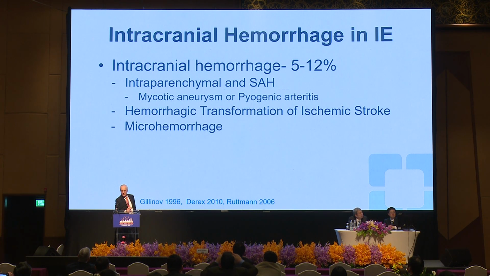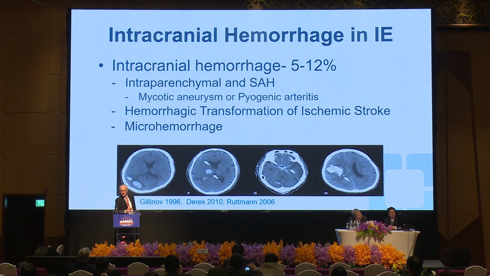Intracranial hemorrhage will be the next topic, and of course that is more serious. 5 to 12% have that, and it's intraparenchymal, or it is subarachnoid hemorrhage, and it's associated with mycotic aneurysms, and another group is hemorrhagic transformation of ischemic strokes and microhemorrhage, and I'll address a little bit of those.